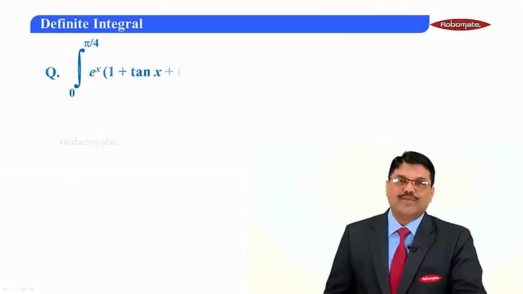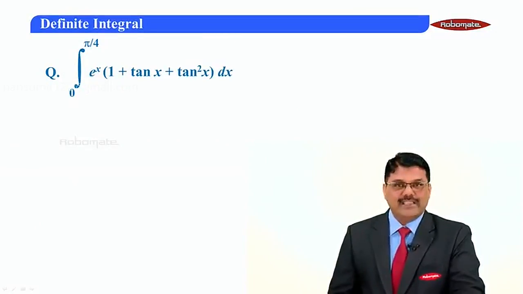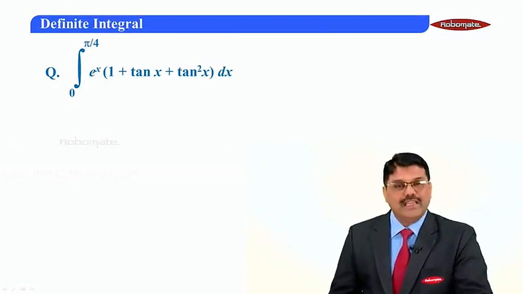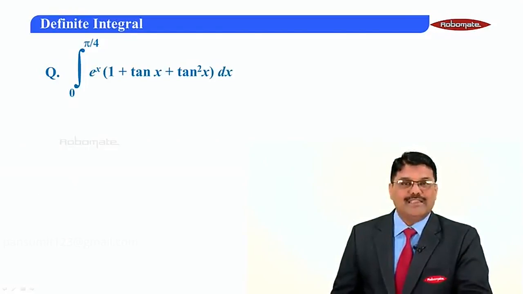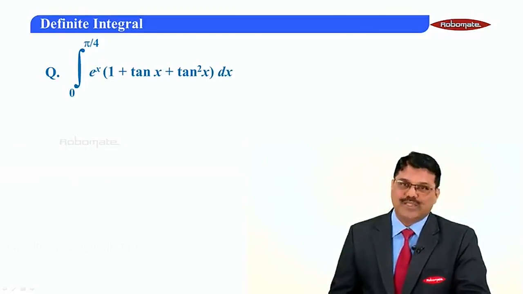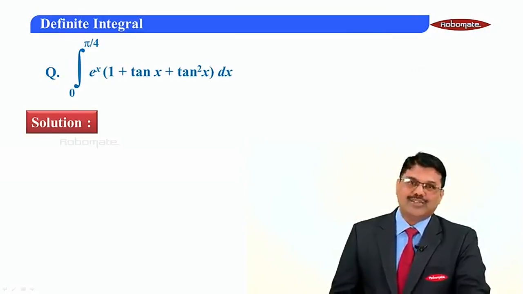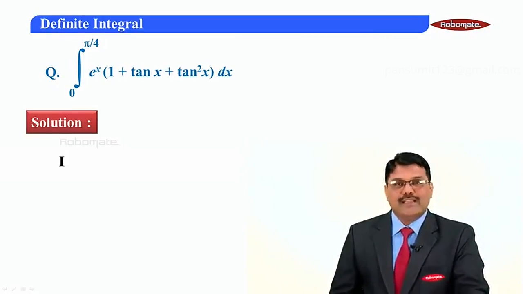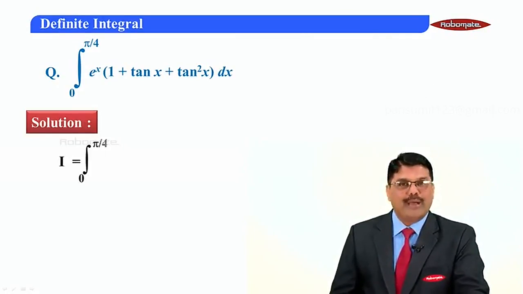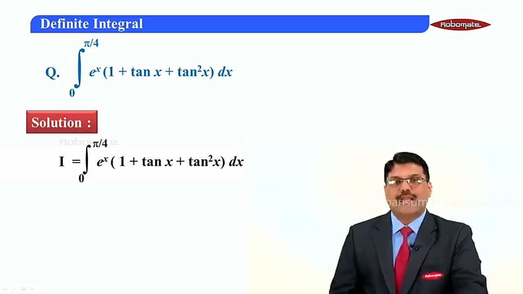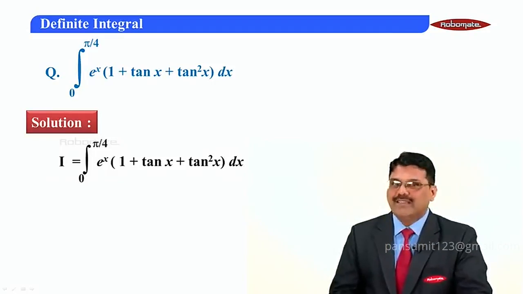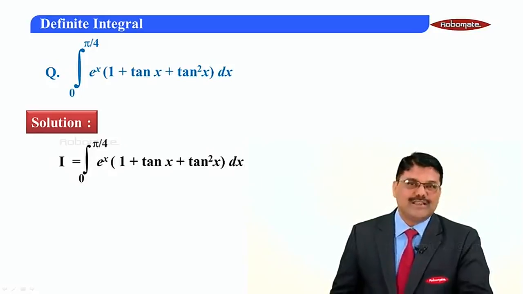Now, this is your first question: integration from 0 to pi by 4 of e raised to x, bracket 1 plus tan x plus tan square x, with respect to x. Let's see the solution. The given integration I goes from 0 to pi by 4 of e raised to x inside the bracket 1 plus tan x plus tan square x with respect to x.